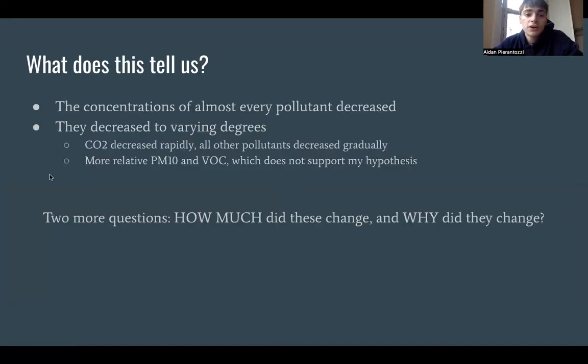So what this tells us so far is that the concentrations of almost every pollutant decreased. I think one or two of them actually increased slightly, and they decreased to varying degrees, which did not support my hypothesis, as I thought that CO2 would increase, but it decreased rapidly. And I thought particulate matter would decrease, but it actually increased. So two more questions that I wanted to ask: how much did these change, and why did these change?